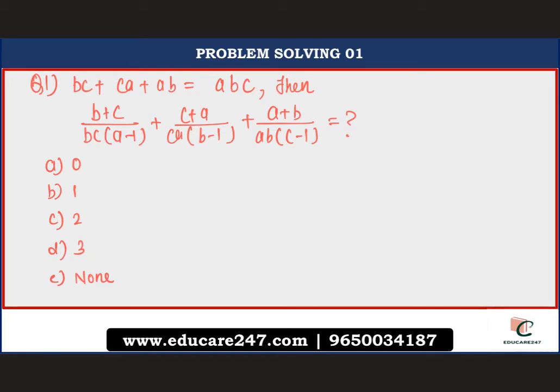Right, so BC plus CA plus AB equals ABC. Then the value of this expression has been asked and options have been given: 0, 1, 2, 3 or none of these. Right, you can see that this equation is symmetric. This is a symmetric equation.